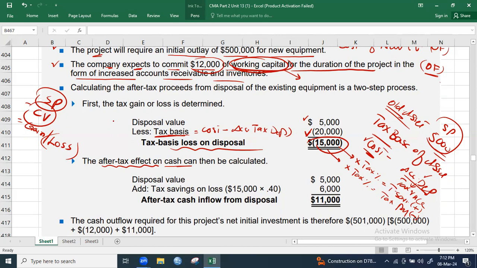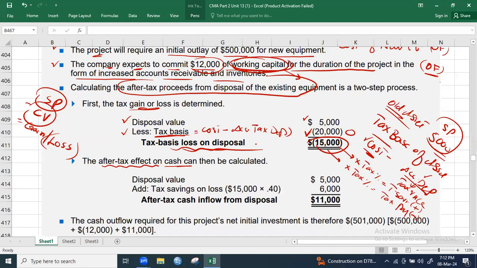Step number one, under third cash flows, because here we are working with the after tax proceed from disposal of existing asset. First thing you will do, first calculate the gain or loss. And how will you calculate gain or loss? Disposal value, take from the question, minus tax base, which will be given in the question. If tax base is not given, we will assume it is zero. But if it is given, deduct it. And the result would be the loss or gain on disposal.